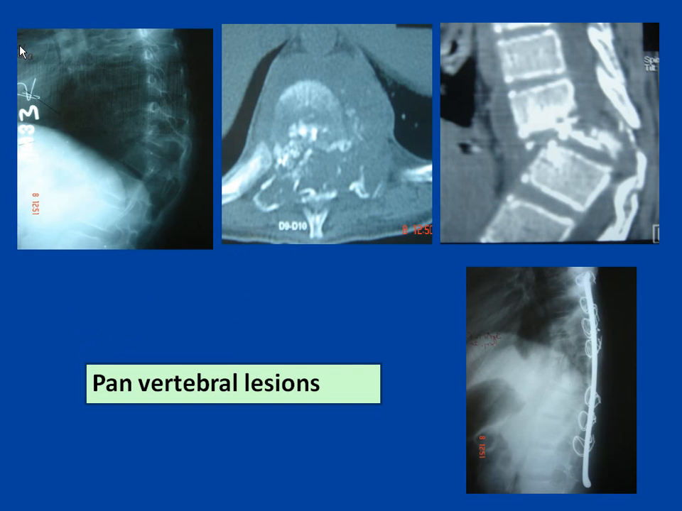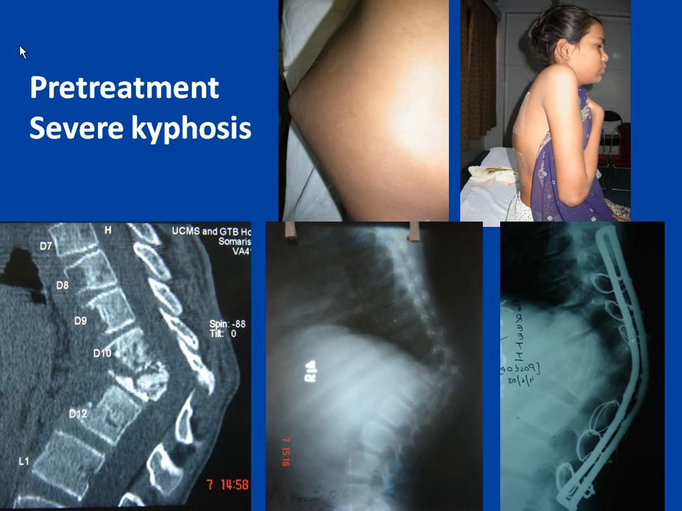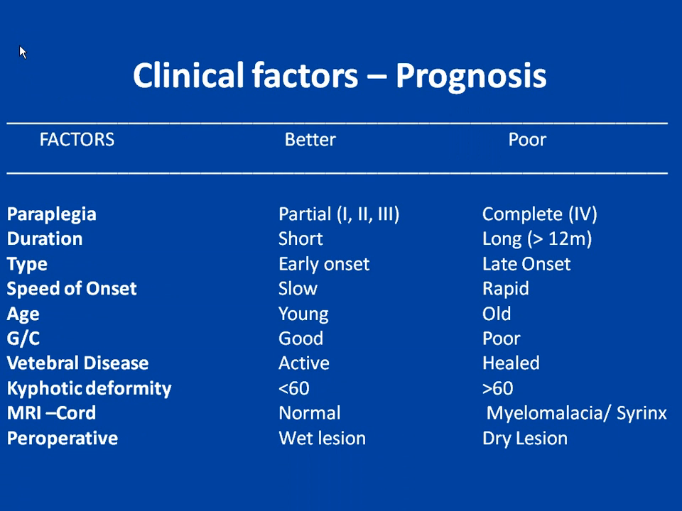This is an example of a panvertebral lesion. There is no way. There is a highly unstable spine, and we need to instrument it and fix it. Or in severe kyphosis where it needs correction. So there are certain clinical features which will prognosticate that these patients are better for recovery and these patients are possibly poor for recovery.